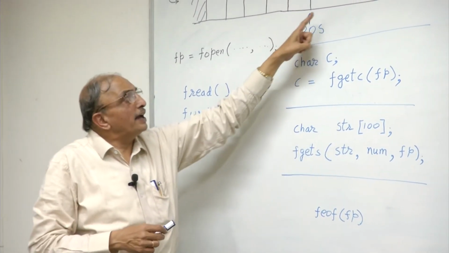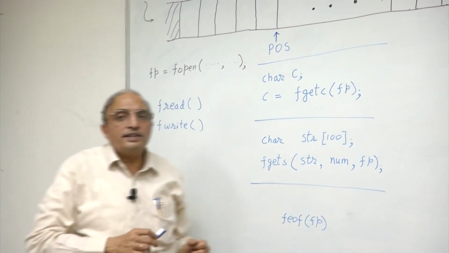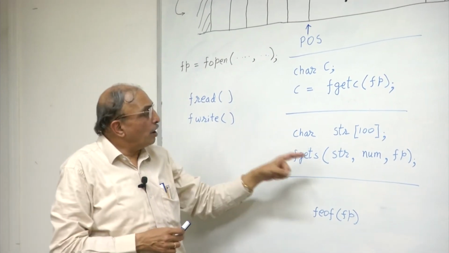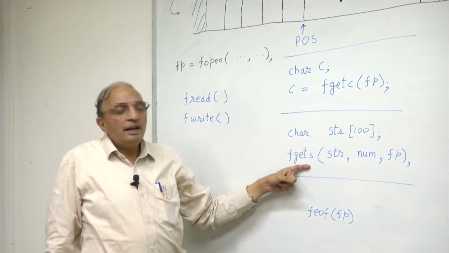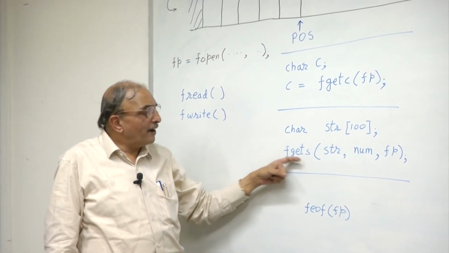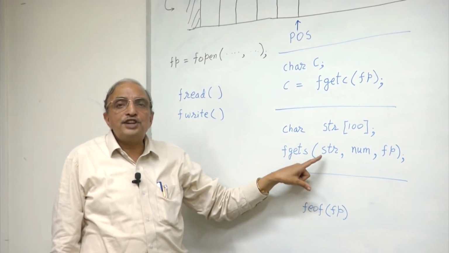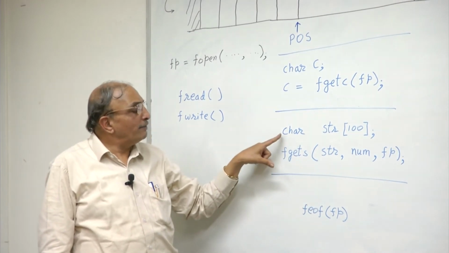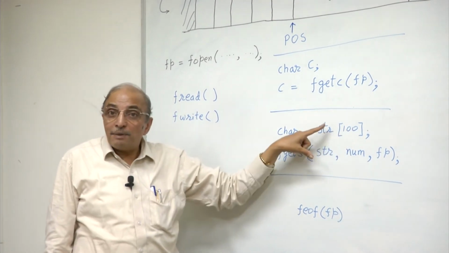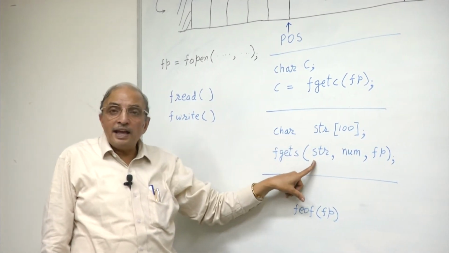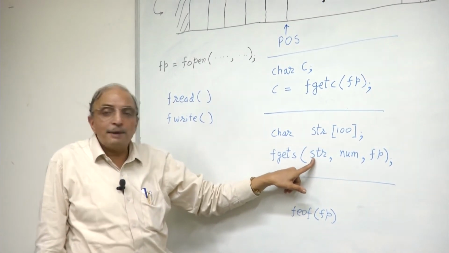If you want to read not one character but a sequence of characters or a string, then such a string is read using another function called fgets. It is very similar to gets. The way you write it is to say fgets with three parameters. The first parameter is a string pointer, such as you get when you declare a character string, let us say char str[100]. This is an array. Please remember that the name of the array is nothing but a pointer to the 0th element of that array, and therefore it is a character pointer.